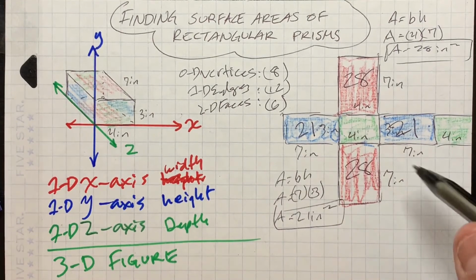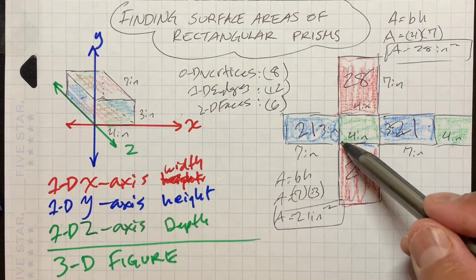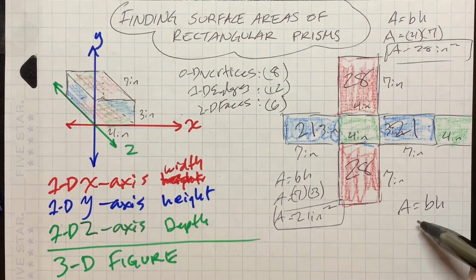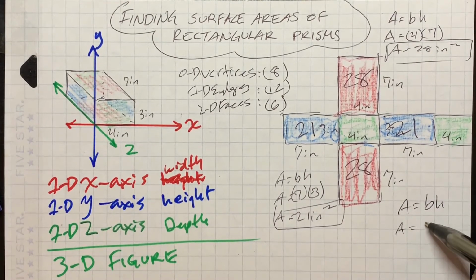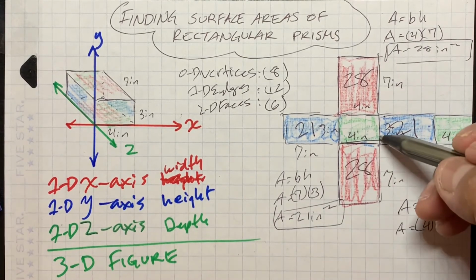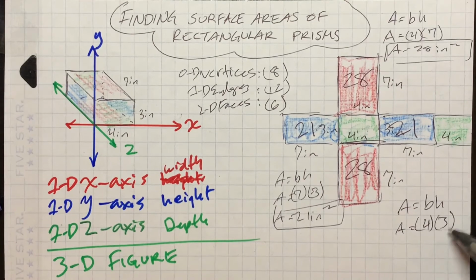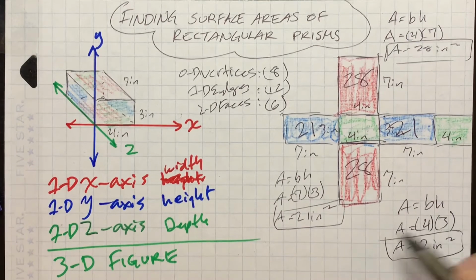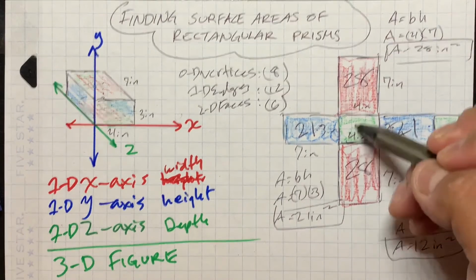Okay. Next, the green ones. So this is 4. Let's see here. Area equals base times height because it's a green rectangle. So this is 4 inches long for the base, and again it's 3 inches tall for the height. And 4 times 3 does equal 12. So this would be 12 inches squared. Okay, the area of the green boxes here, 12.